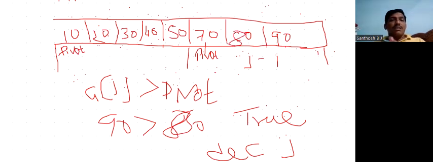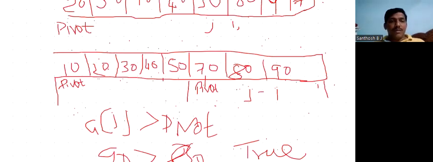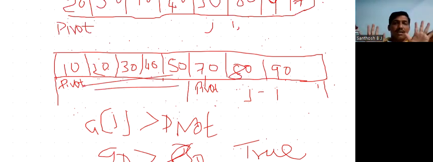See here, 10, 20, 30, 40. This is the final step: 10, 20, 30, 40, 50, 70, 80. Yes, all the data is sorted. Now we are finished with quick sort. All the numbers are in sorted order. Any list will be sorted using the quick sort method. I think all of you understood this problem. Okay, thank you.